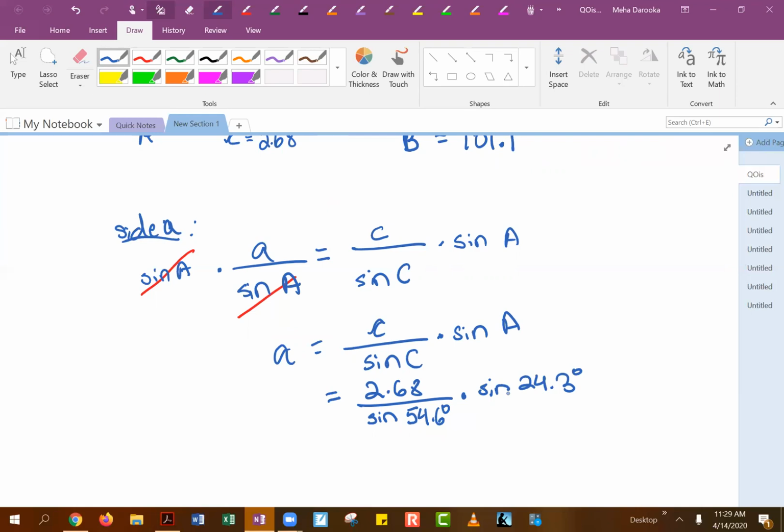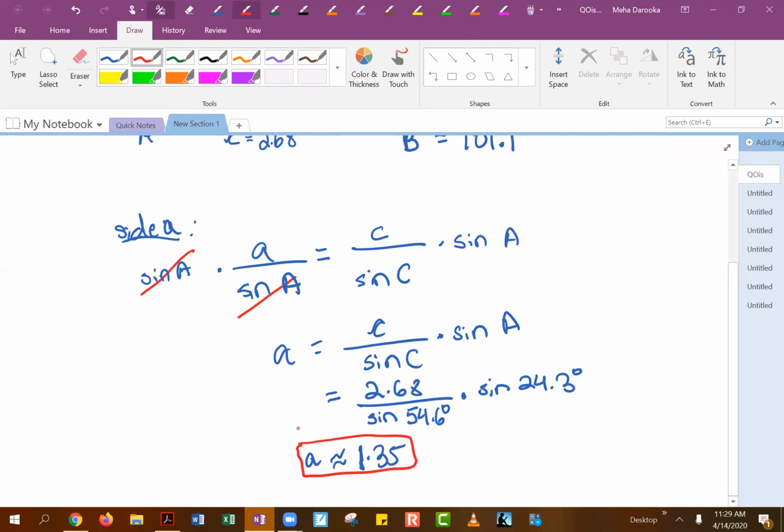I got 1.35. Okay, so that's rounded to 2 decimal places. 1.35 looks good. Yeah, that's what I got. Alrighty. So this would be for side A.